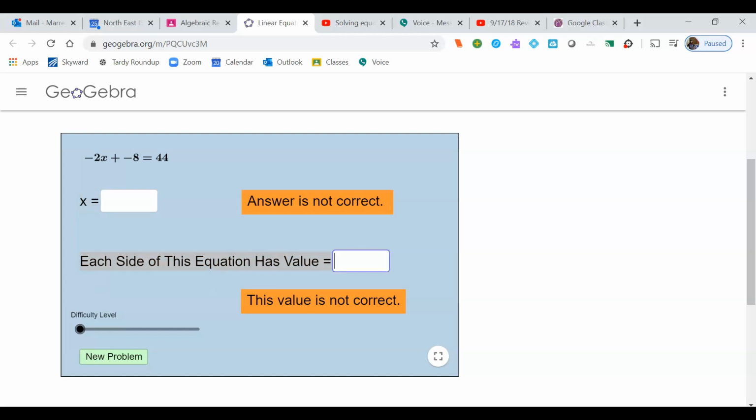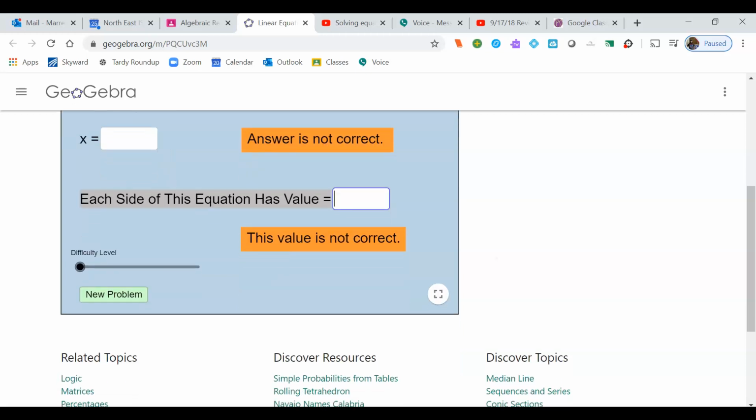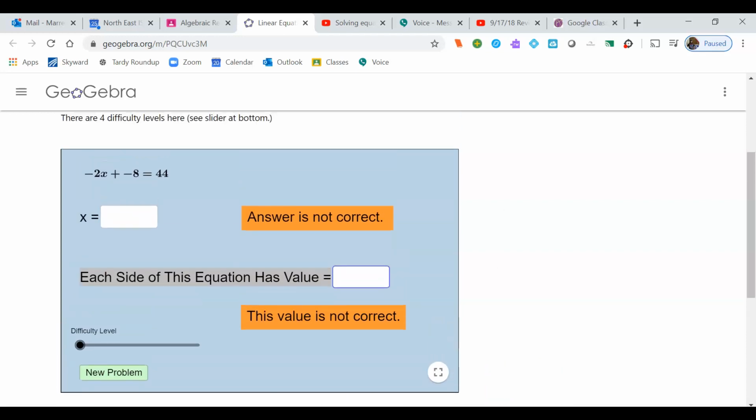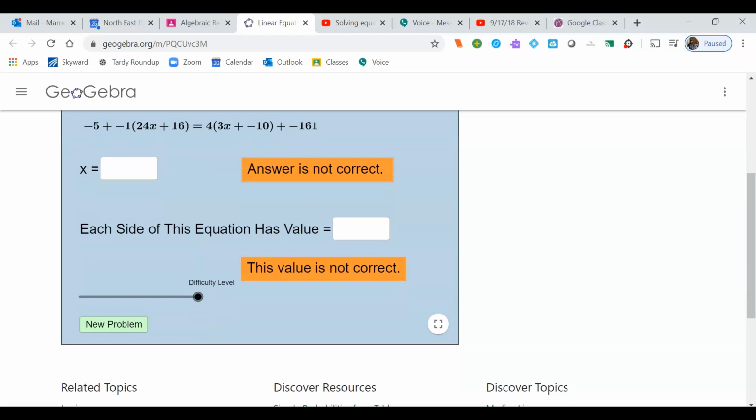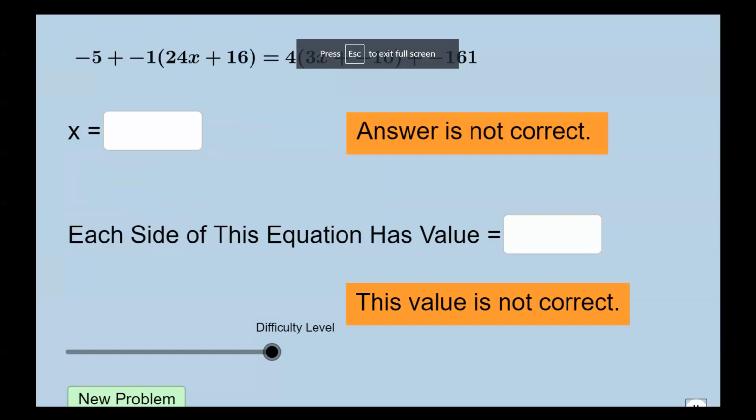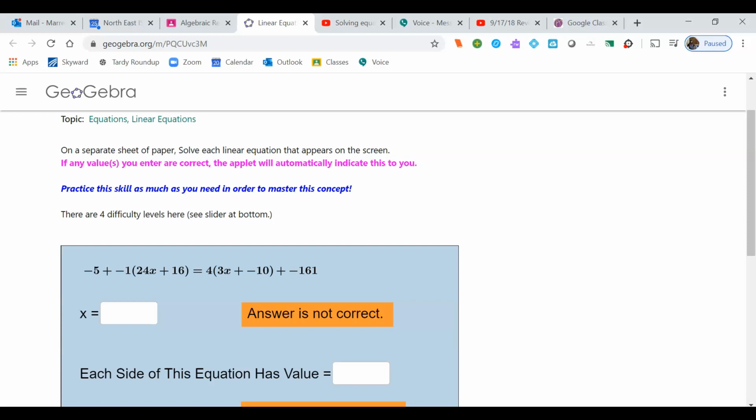And then each side of the equation has the value what? Well, you can already see that this right side's 44. So you can do that, get some practice, slide it over, make it a little harder, try it with variables on both sides, slide it over, try it with parentheses, variables on both sides, and then ultimate is multiple terms, parentheses on both sides, variables on both sides. So this is where you get some practice, put in your answer, it'll tell you if it's correct or not. You can even make this bigger. So this is where you're going to get your practice. Cool.